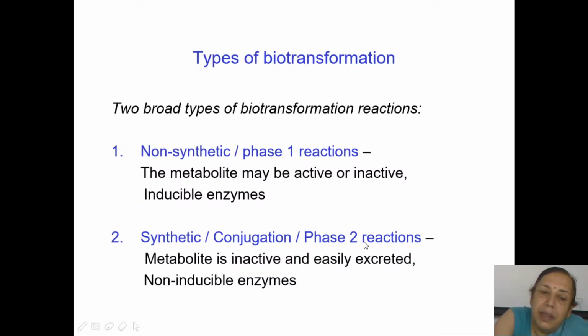It is possible that a drug undergoes a phase 1 reaction or a phase 2 reaction. It is also possible that a drug undergoes a phase 1 reaction and generates metabolites which are further passed through phase 2 reactions, so in a sequential manner it passes through phase 1 and phase 2. The enzymes involved in phase 2 reactions, which involve synthesis of a conjugate, are non-inducible.